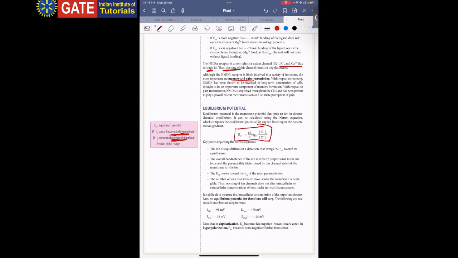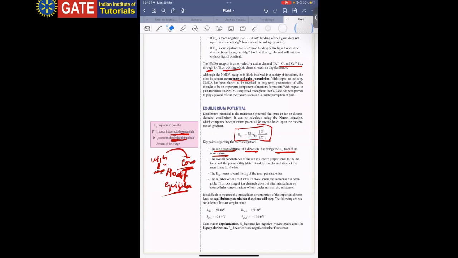There are important points you have to remember. The ion always diffuses in a direction that brings the cell towards an equilibrium potential. We know that ions move from a high concentration to a low concentration. Why? Because they want to equilibrate the concentration on both sides, and that equilibrated concentration will cause no diffusion. That will be an equilibrium state. So ions always diffuse in the direction that brings them towards the equilibrium state. That's the equilibrium potential.